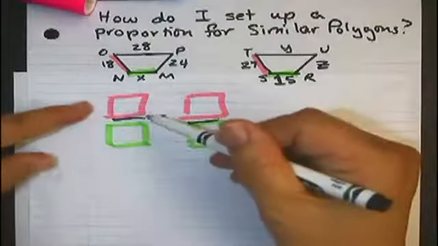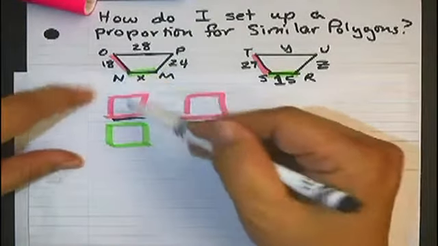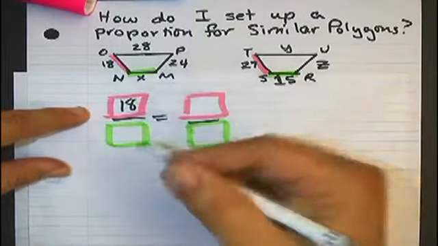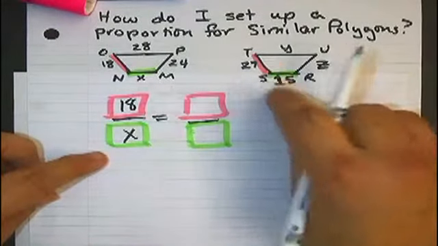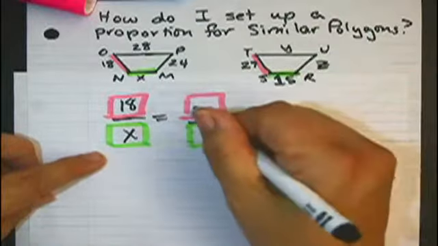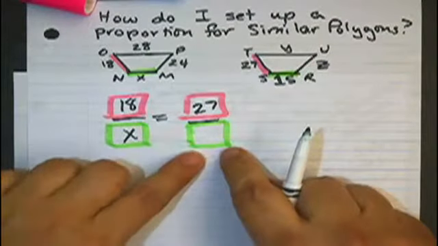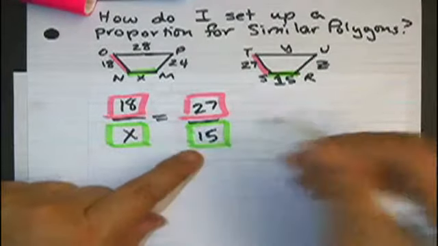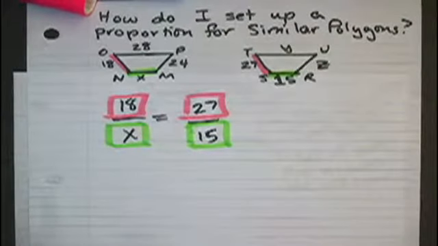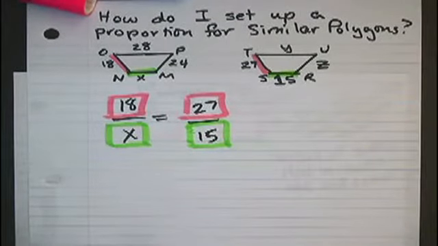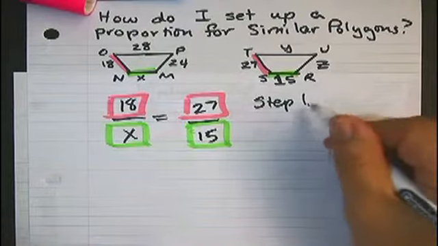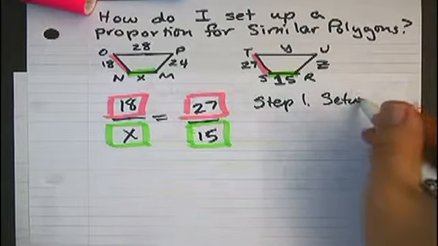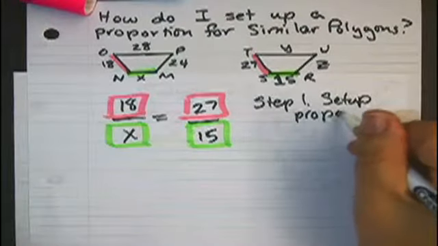All right? So this goes to the first polygon. All right? So what should go in that box? The thing that matches with it is the 18. What should go here? The X. What goes here? The 27. Sorry, I pointed up there first. And what goes here? The 15. So using the color coding on the sides and the boxes untangles your polygons to make it easy to write a proportional statement. So step one is set up proportion.